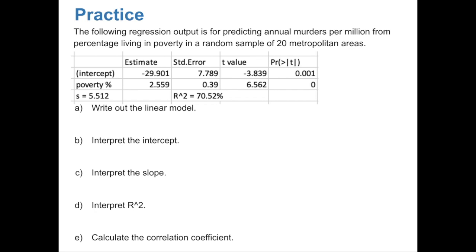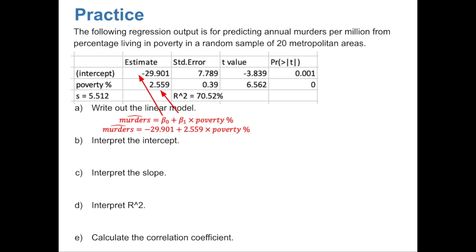Let's practice. The following regression output is for predicting annual murders per million from percentage of people living in poverty in a random sample of 20 metropolitan areas. Notice this time I am given the estimate, the standard error, the t-value, and this probability of greater than the absolute value of t. I can utilize the estimate column to help me write out the linear model. The linear model then is the estimate of murders is given by the formula b sub 0 plus b sub 1 times the poverty percentage, or utilizing negative 29.901 as our b sub 0, plus our b sub 1 is 2.559 times the poverty percentage.